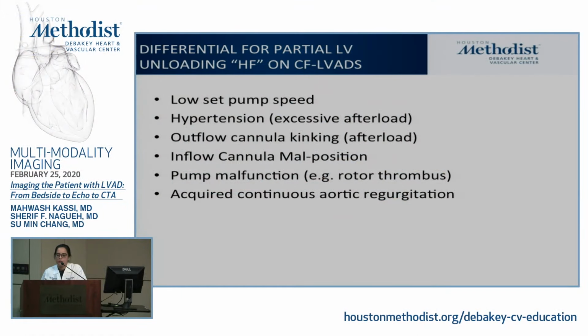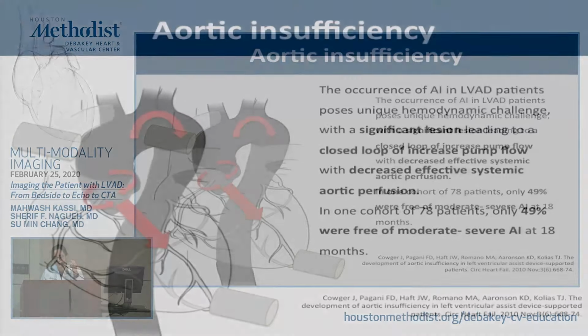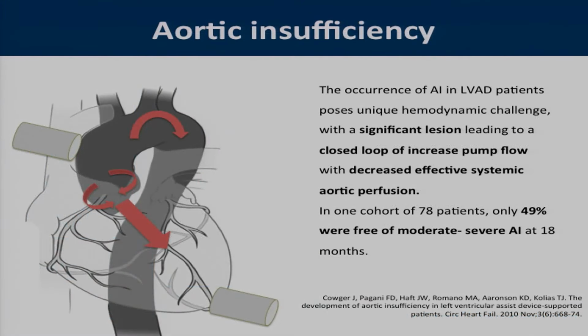Other things that contribute to not being adequately unloaded, apart from the pump settings, are if you have hypertension, kinking in the outflow cannula, a malpositioned inflow cannula, and continuous aortic regurgitation. So, moving on to aortic regurgitation, it's speculated that aortic regurgitation leads to worse outcomes, and this significant lesion leads to a short circuit in the loop.